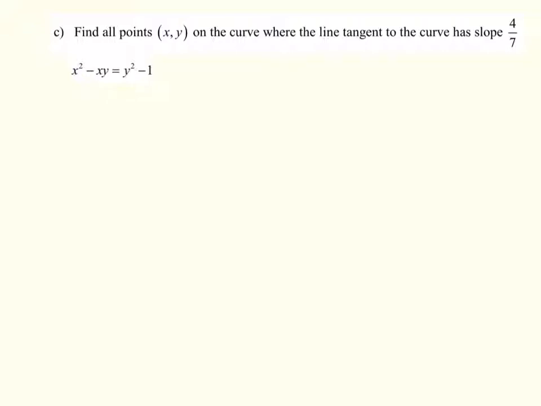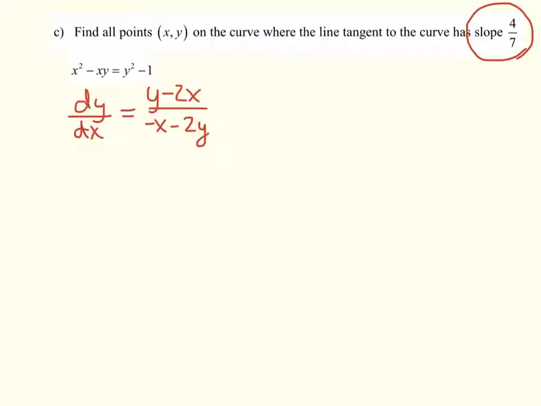Find all points, again, more than one, on the curve where the line tangent to the curve has a slope of 4 sevenths. Here again is an opportunity where they're giving us the slope and they're asking for the points where the tangent line has that slope. When they give us the slope, we want to take the derivative, which we actually found in part B, and set it equal to this slope. So we take that derivative that we found from part B, which was dy/dx equals y minus 2x over negative x minus 2y.